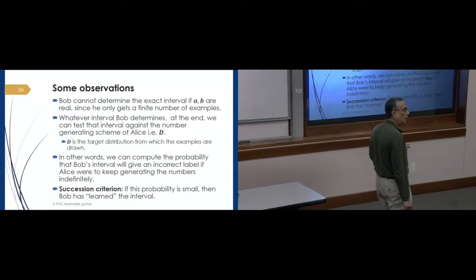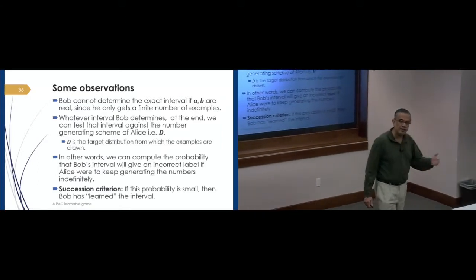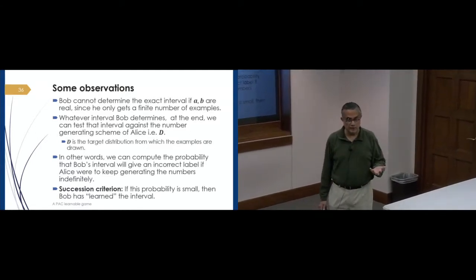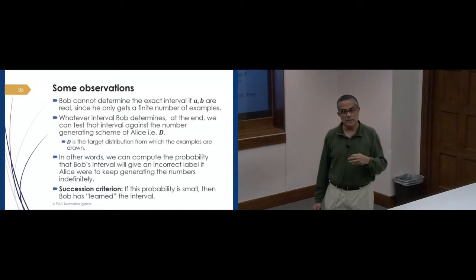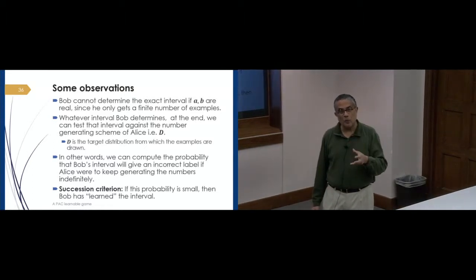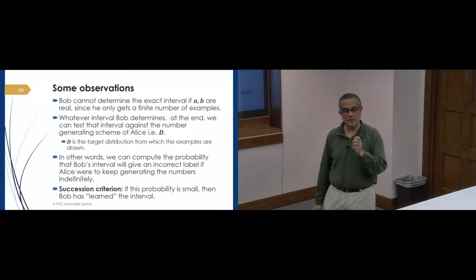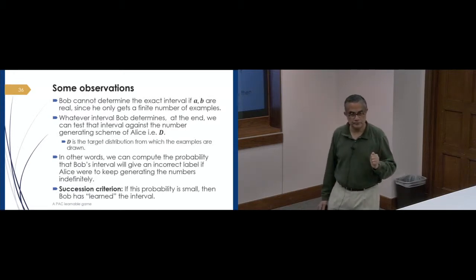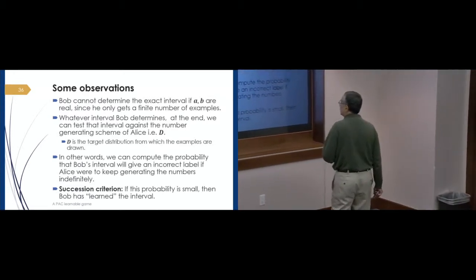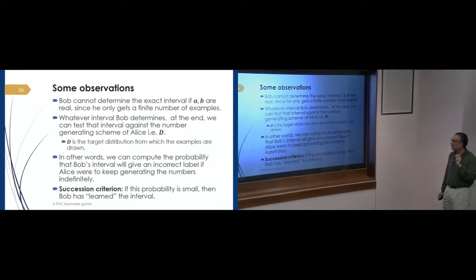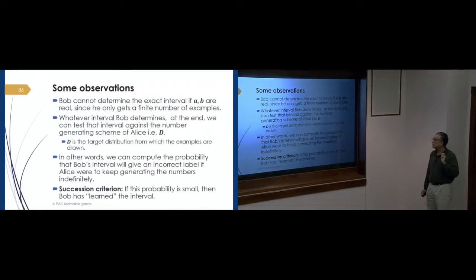So it's not as if we have to walk away and say, Bob did his part, we have an interval, but we don't know how good it is. We can actually be fairly precise in estimating how well Bob's interval matches what Alice had in mind, because Alice is forced to say, given an example, whether it's in the interval or not. We also know that these are drawn from a distribution. We can compute this probability, and more importantly we would like for this probability to be small. Okay?